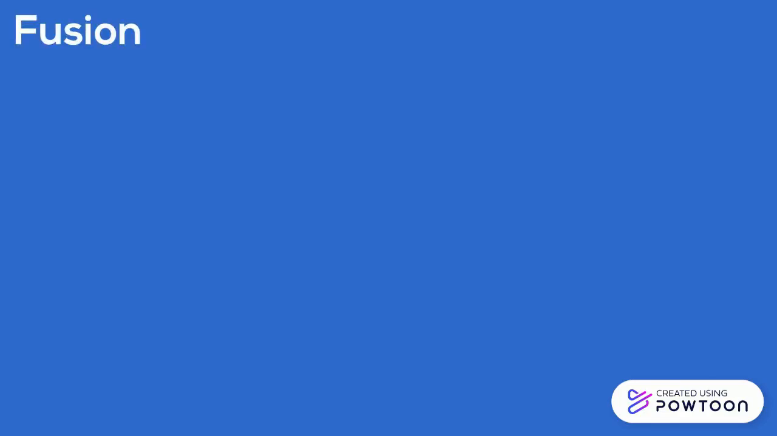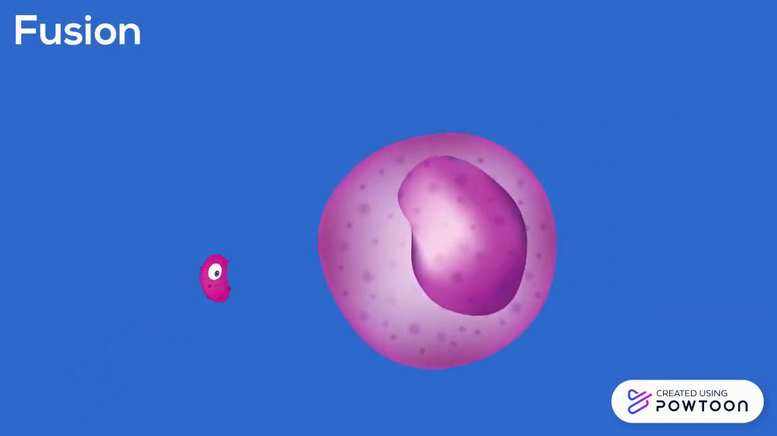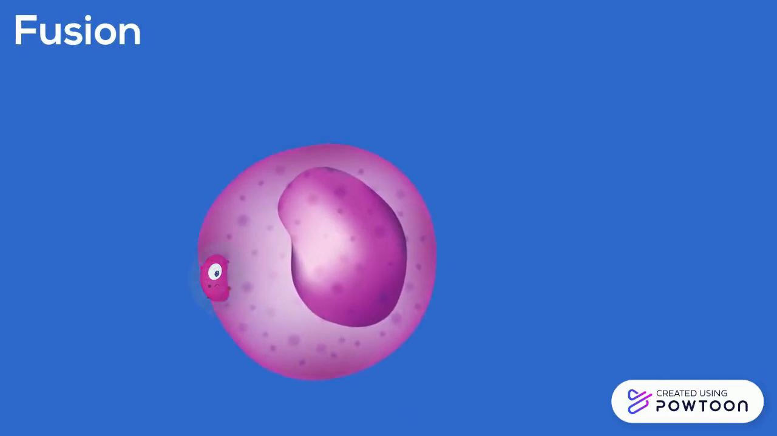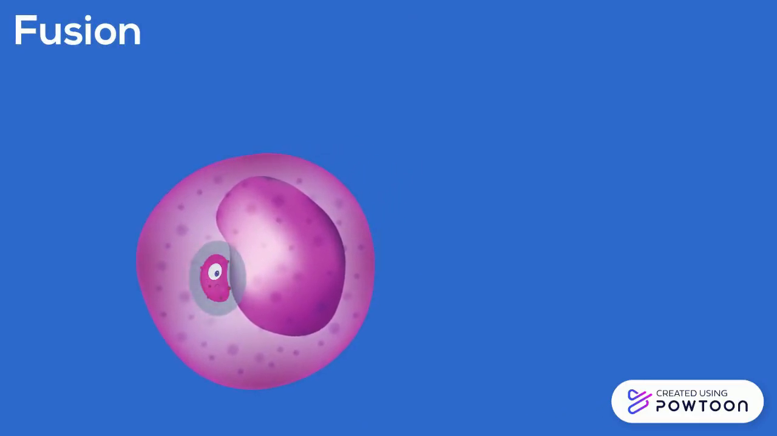The next step would be fusion. The phagosome is moved outwards the center of the cell, which then fuses with the granules, creating a phagolysosome. The granules contain lysozyme, myeloperoxidase, and other proteolytic enzymes.